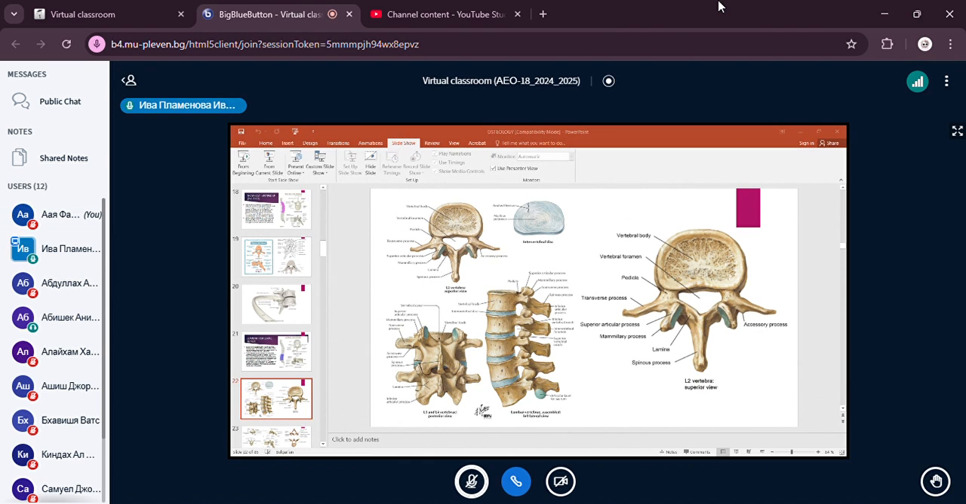About the lumbar vertebrae, what we have here? Transverse process with three additional processes. The accessory process here, the mammillary process, this one and this one. And we have, of course, articular processes, two superior, two inferior. And the body, of course, is larger. The body is the largest.